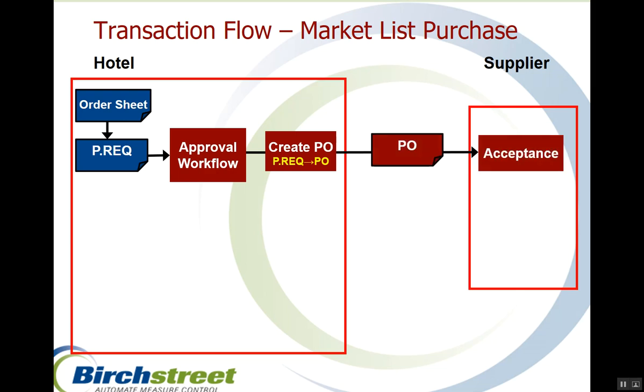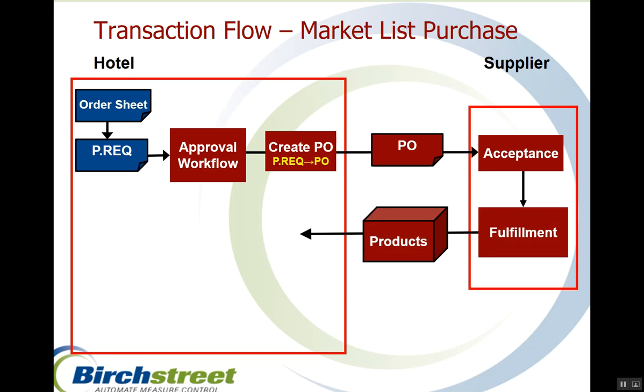Once the purchase request has been converted to the PO, the purchase order will then be sent to the supplier automatically, and then the supplier will accept the PO, and if they agree the quantity and amount, they will try to fulfill the purchase order by sending back all the products back to the hotel.